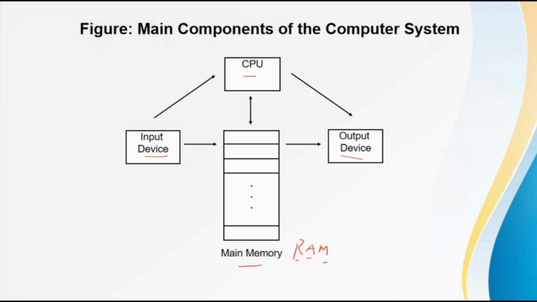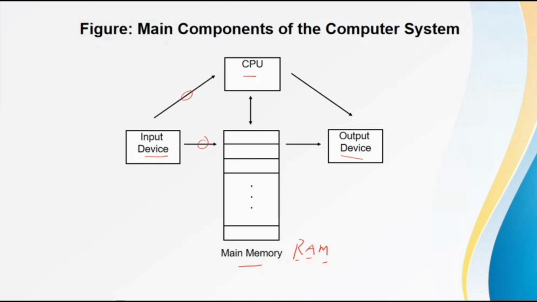The arrows here tell the flow of data from one component to another component. Like in the case of the input device, we have here two arrows pointing from the input device to the CPU and another arrow pointing from the input device to the main memory. So since the arrow is in that direction, it simply means that data coming from the input device, whether from the keyboard input or mouse, goes to the CPU for processing.